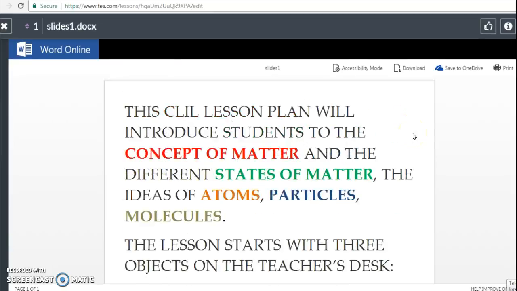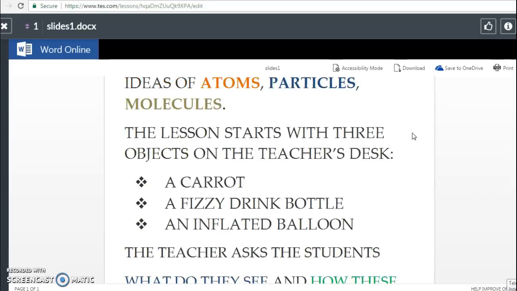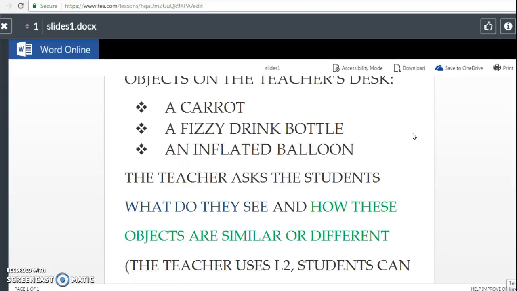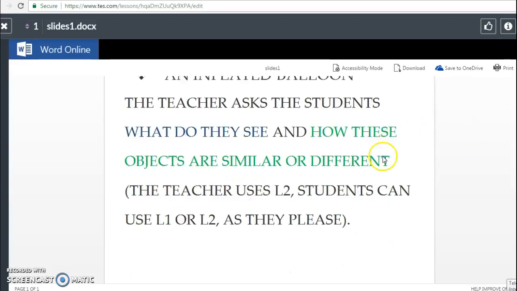This clear lesson plan will introduce students to the concept of matter and the different states of matter, the ideas of atoms, particles, molecules. The lesson starts with 3 objects on the teacher's desk: a carrot, a fizzy drink bottle, an inflated balloon. The teacher asks the students what they see and how these objects are similar or different. The teacher uses L2, students can use L1 or L2 as they please.